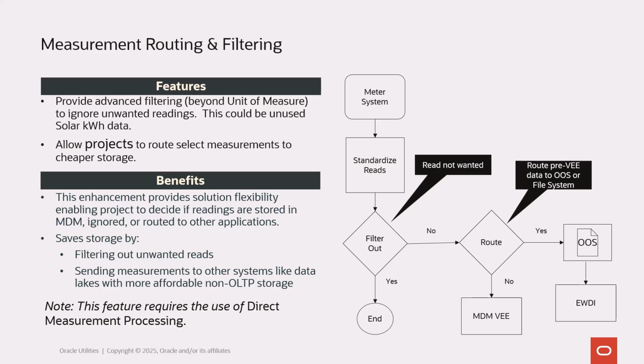Now on the right, we have a flow chart. Let's quickly go over that. We get reads into MDM SGG from the head-end system. We standardize those reads into the MDM format using our transformation layer, and we also standardize interval data codes that the customer is using. We filter out reads that are not needed. We then check to see if pre-VEE data needs to be sent to another system like a data lake or our own EWDI. If so, we route the data to a directory or Oracle Object Storage if you're using OCI SaaS or PaaS. If the pre-VEE data is not routed, we process it in MDM, doing our normal billing and settlement processes.